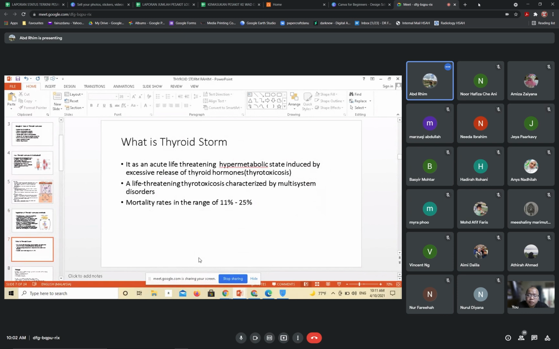So what is thyroid storm? Thyroid storm is an acute life-threatening hypermetabolic state induced by the excessive release of thyroid hormones. It is also a life-threatening thyrotoxicosis characterized by multi-system disorder. The mortality rate is in the range of 11% to 25%.